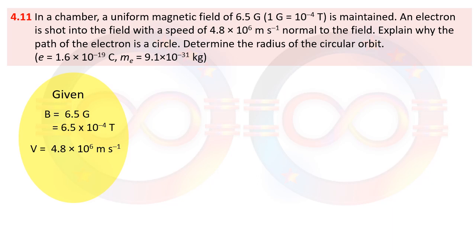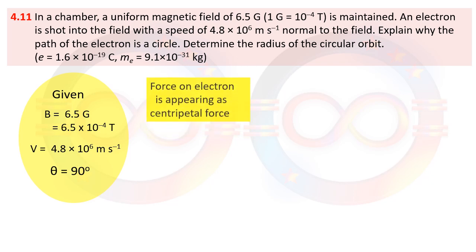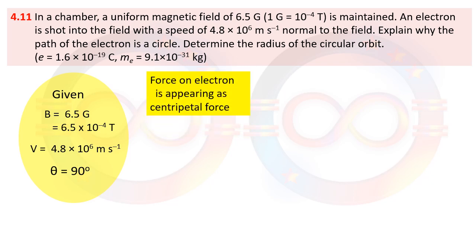Then velocity is given as 4.8 into 10 raised to 6 meter per second, and then angle is given as 90 degree because it is shot perpendicular to the magnetic field, or normal to the magnetic field. Here, why is it acquiring a circular path? Because the force acting on the charged particle is actually appearing as centripetal force. And we know that whenever centripetal force develops in a body, it starts moving on a circular path.